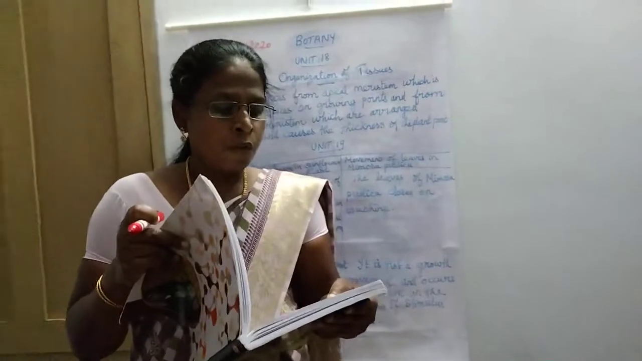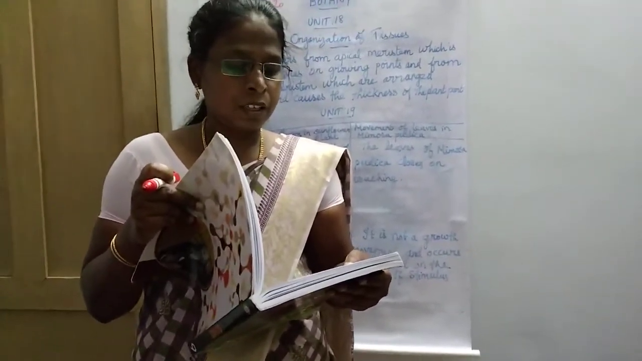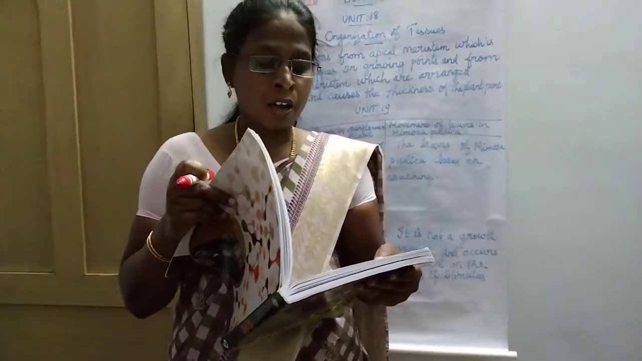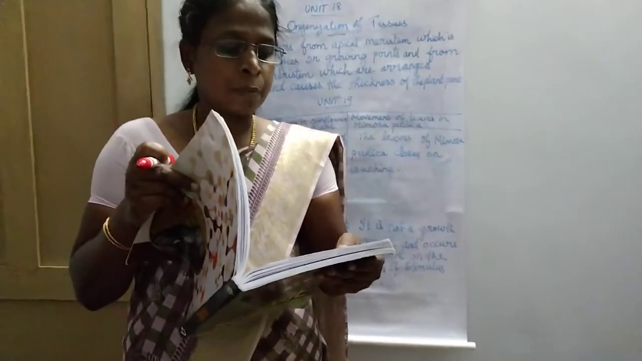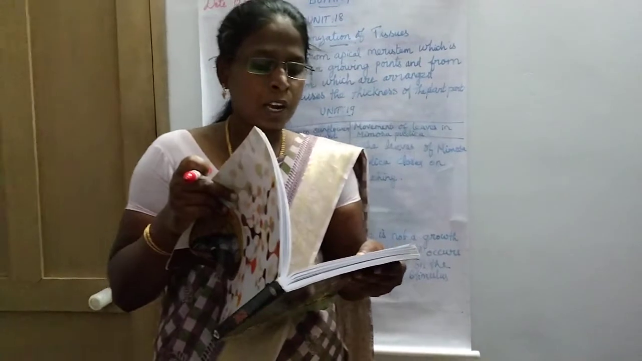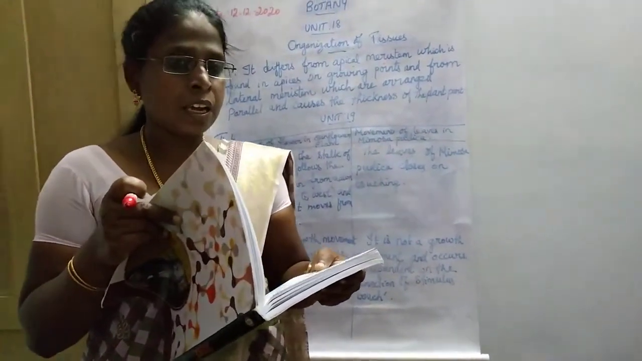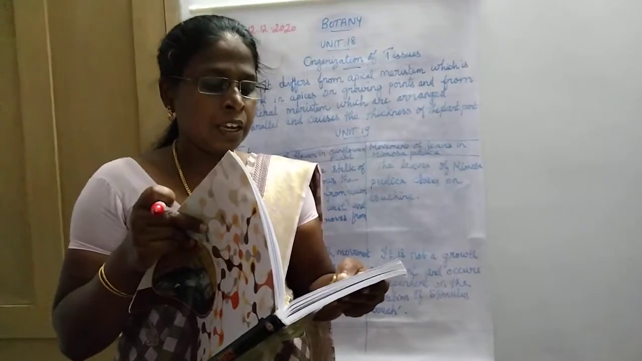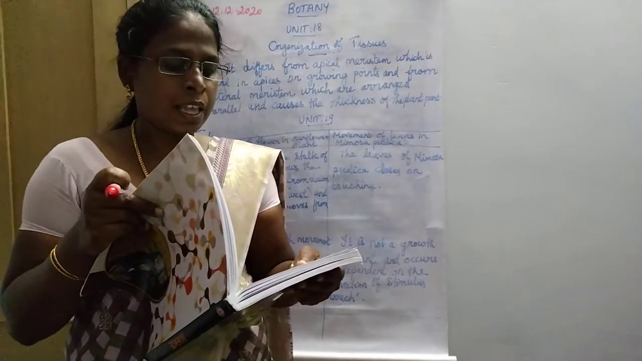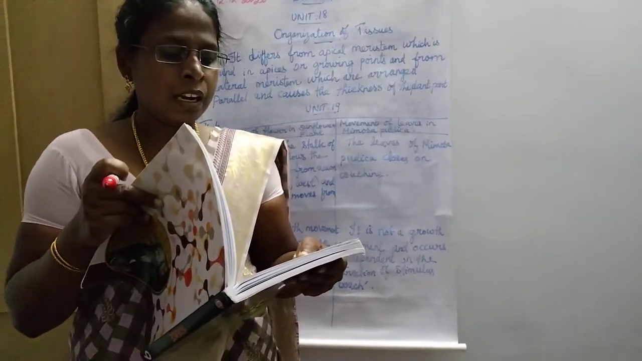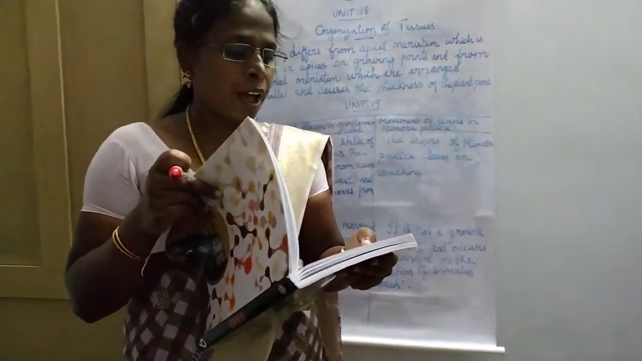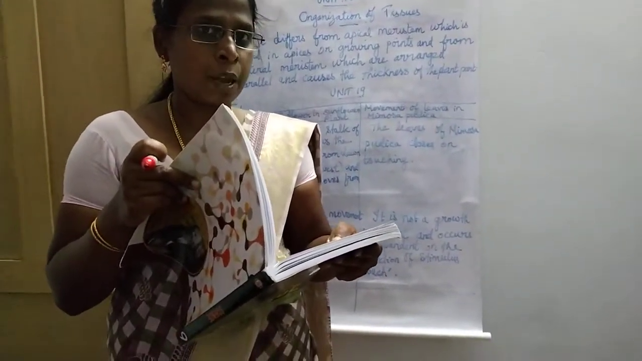Then the fourth question, phloem is made up of tracheids. The answer is false, so you have to correct the statement. Phloem is made up of sieve elements. In place of tracheids, you can write sieve elements, S-I-E-V-E E-L-E-M-E-N-T-S.